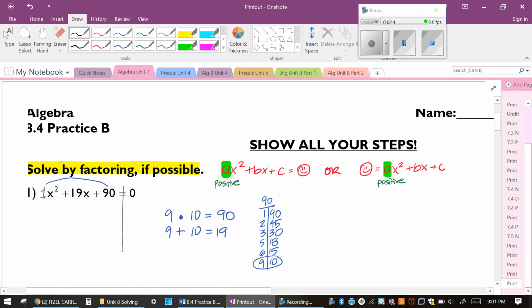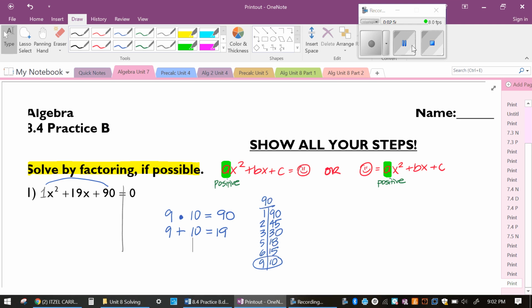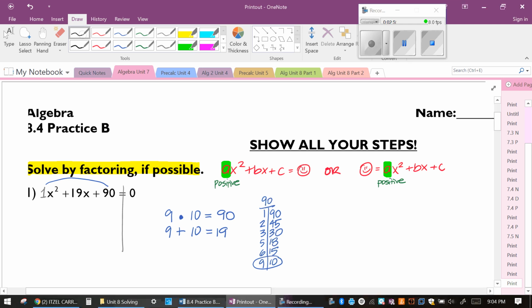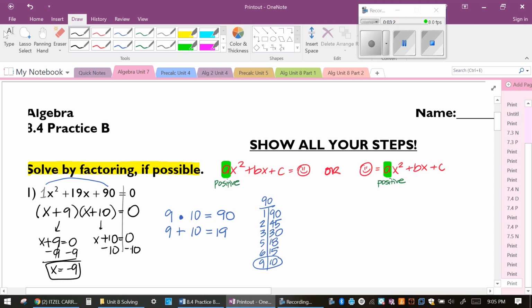Give me just 1 second, guys. Okay, so this would factor to x plus 9 and x plus 10. Then you set each factor equal to 0 and solve. So your two solutions would be negative 9 and negative 10.